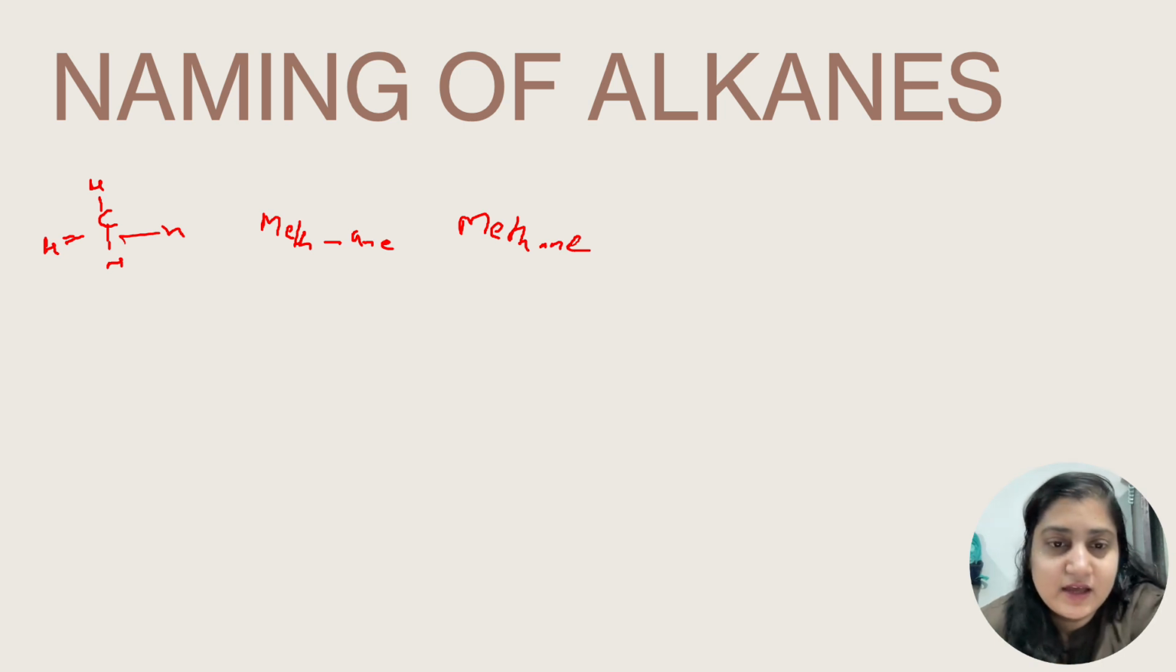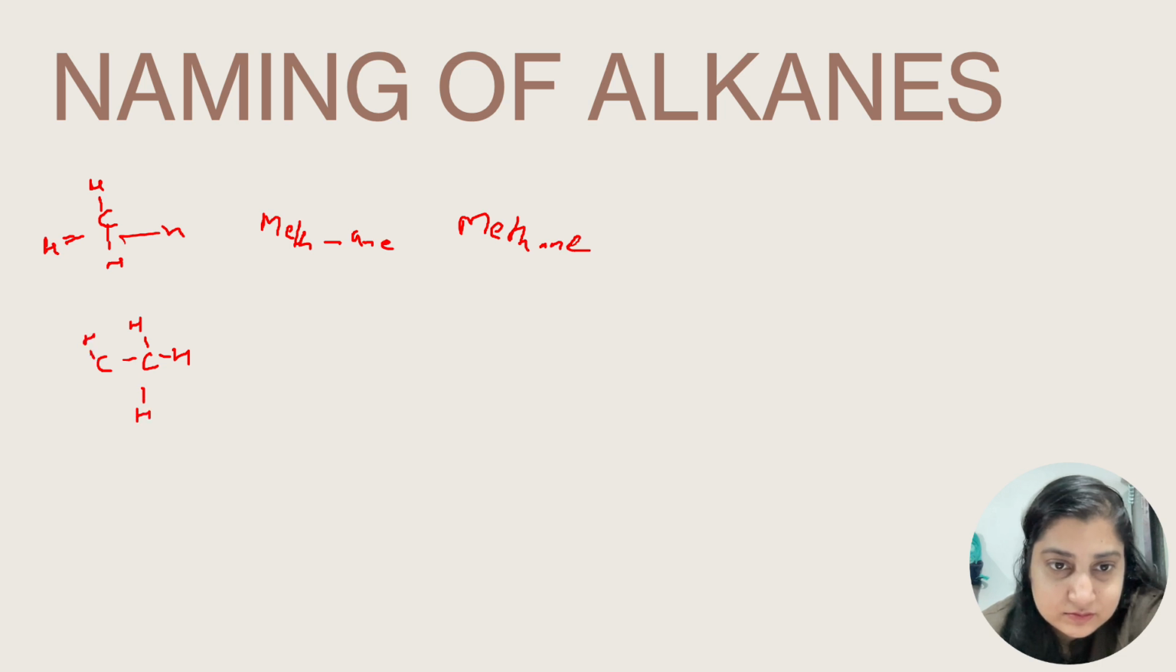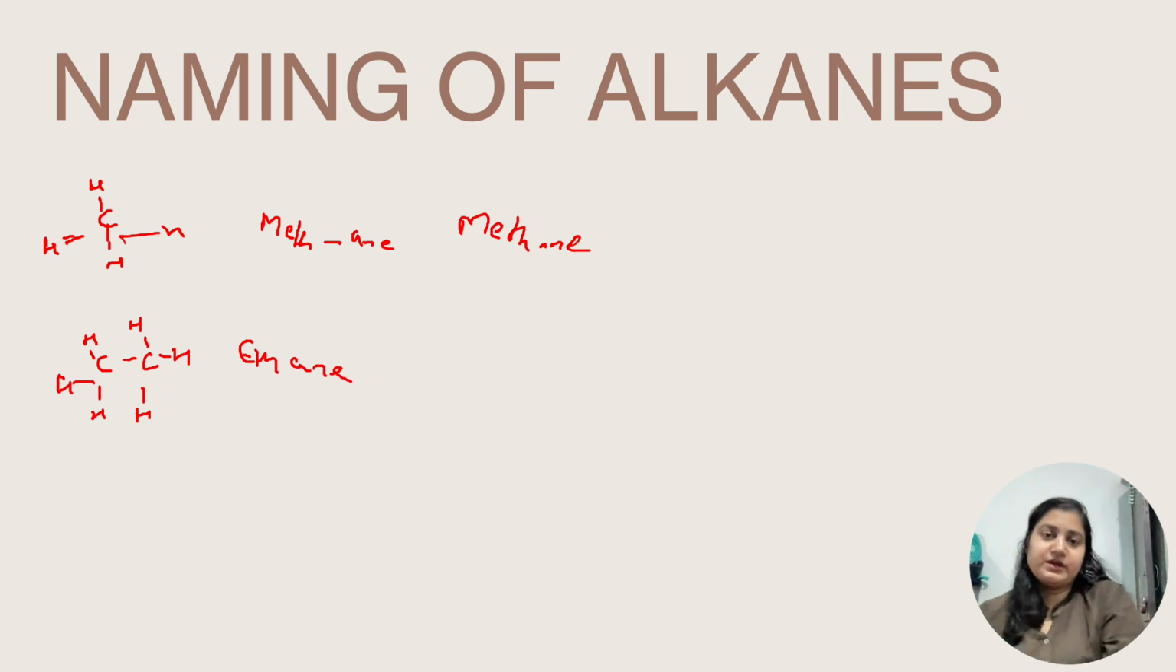Okay, if suppose there are two carbon atoms, its prefix will be eth and single bond, so ethane. In the same way, if there are three carbons, it is called propane. If there are four carbons, it is called butane. If there are five carbons, it is called pentane, and so on. So this much you must understand.